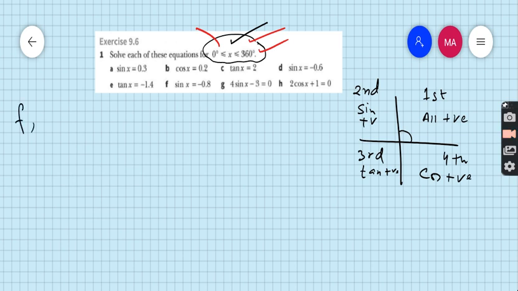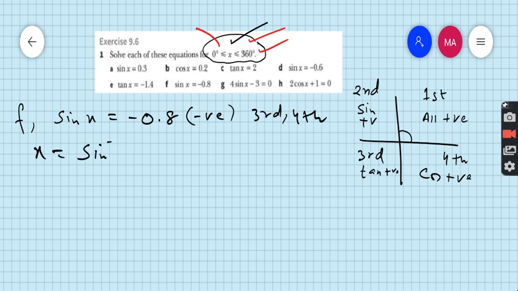Part F is sin x is equal to minus 0.8. Again sine is negative, and sine is negative in the third and fourth quadrants. In the third quadrant the value is greater than 180, and in the fourth quadrant the value is less than 360. So first we will find x is equal to sin inverse minus 0.8.